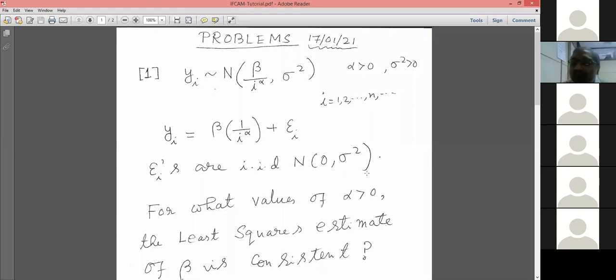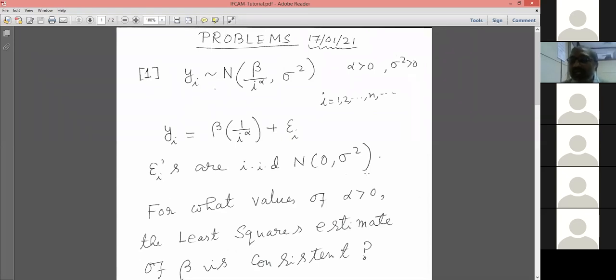Now that means if alpha is smaller than or equal to half, the estimate is consistent. But what makes you say that if alpha is bigger than half, the estimate is not consistent? Because the condition that I gave you last time is only a sufficient condition. Do you understand what I am trying to say? The condition that I gave you yesterday is only a sufficient condition for consistency. If that condition does not hold, it may still be consistent. Now you have to resolve that issue.